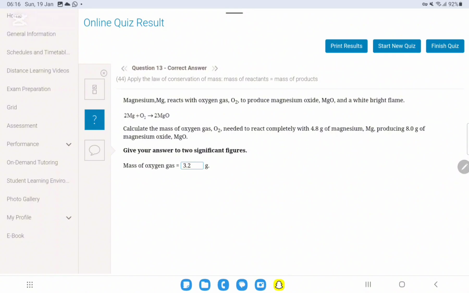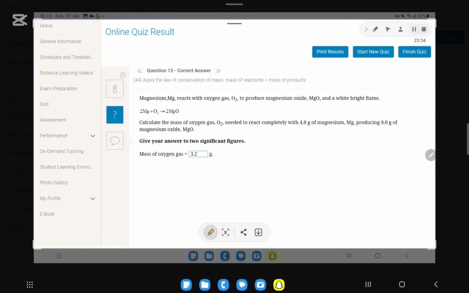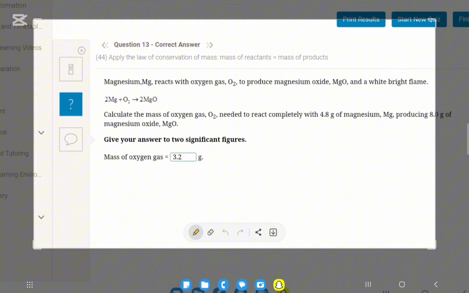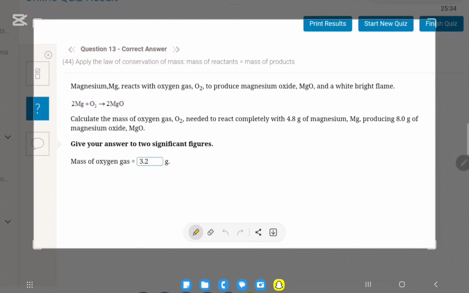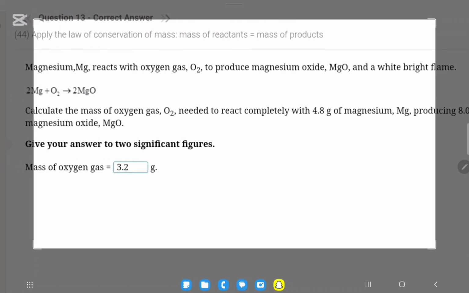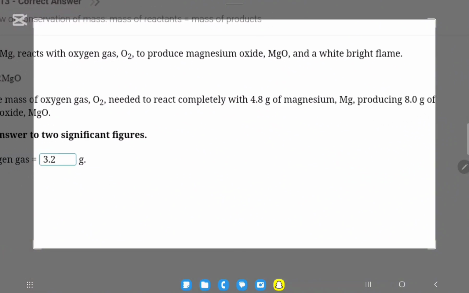Magnesium Mg reacts with oxygen gas O2 to produce magnesium oxide MgO, and a white bright flame. Calculate the mass of oxygen gas O2 needed to react completely with 4.8 grams of magnesium Mg, producing 8 grams of magnesium oxide MgO. They gave us the chemical equation. It's balanced, 2Mg, O2 and 2MgO. Here they gave us the mass of the reactant 4.8 and O2 is X, and they gave us the mass of the product is 8.